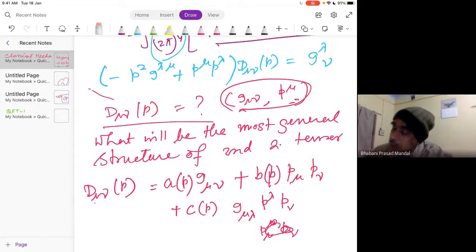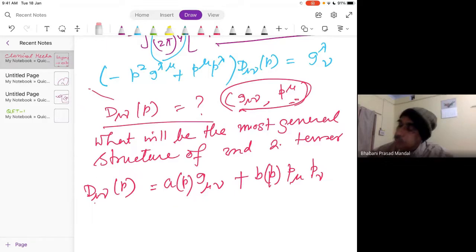So the general structure of the propagator using g mu nu and p mu only, because these are the only two candidates for momentum space: p mu is the only momentum and this is the metric tensor, nothing else. So this is the general structure. Now we try to find what A and B will be by putting it in this relation and comparing them, and then I can find our propagator. So this is the whole idea.